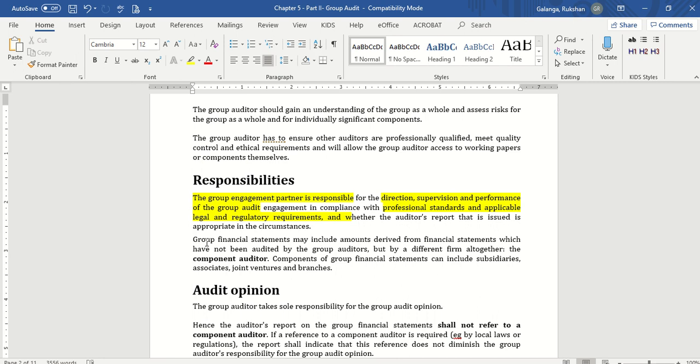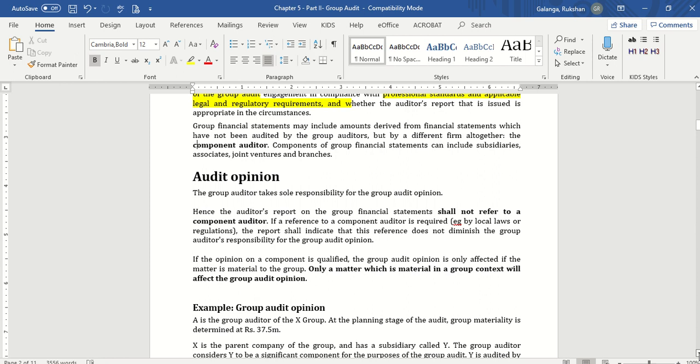Sometimes, as we took in the earlier example, company B is audited by audit firm Y, not by audit firm X itself. In that case, these component auditors are audited by a different firm altogether. So ultimately the responsibility is going to whom? To the group auditor.